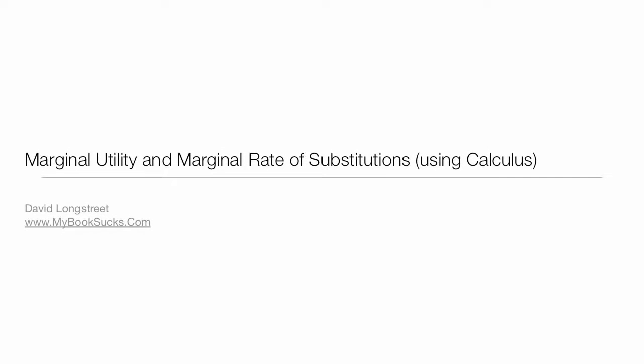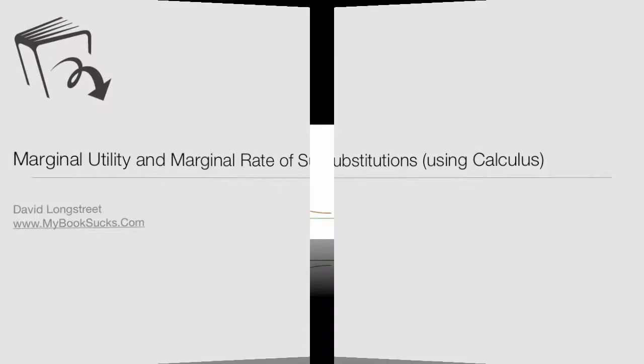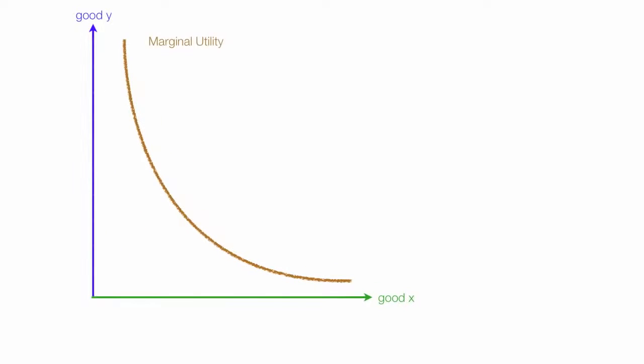In this tutorial, I'm going to talk about marginal utility and marginal rate of substitution using calculus, everybody's favorite topic. I'm going to talk about marginal utility and how utility is constant along the curve. Anywhere along this curve, utility is constant, which means the change in utility is zero.